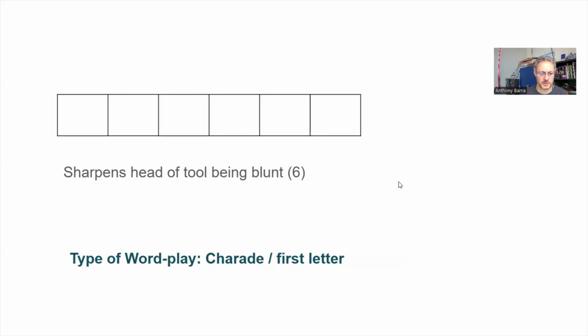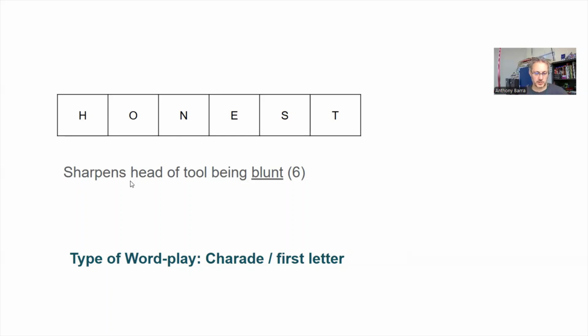Here's another, sharpens head of tool being blunt. And this would be something called a charade clue, or charade, where you're piecing together multiple pieces side by side. So the word here is blunt, and you'll see it's at the end this time. The definition is almost always going to be at the beginning or the end of the clue.